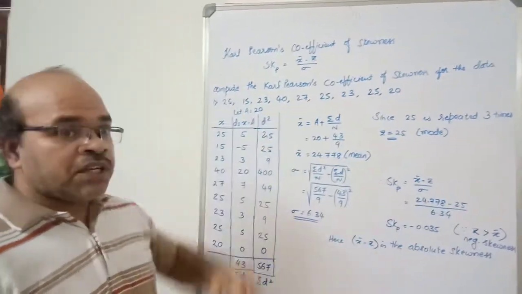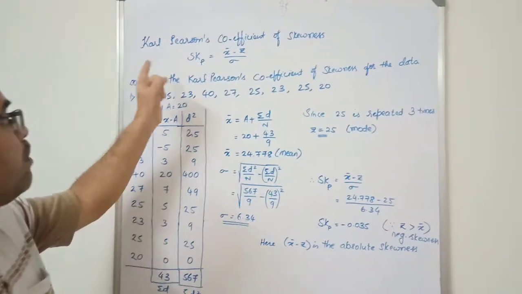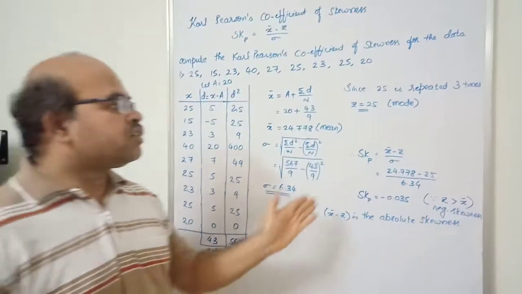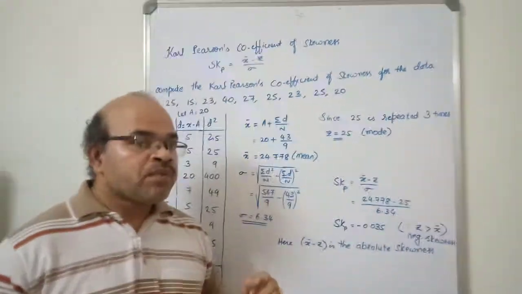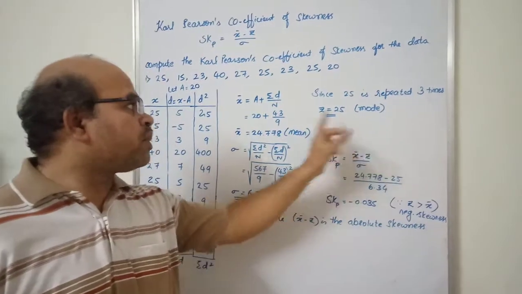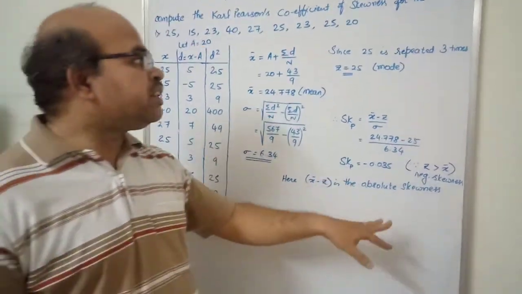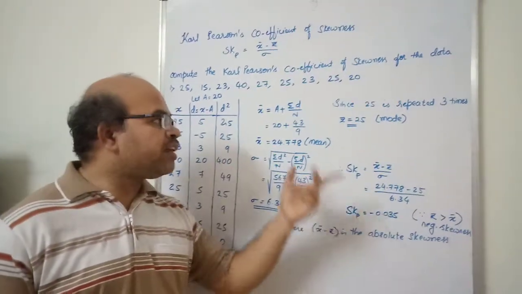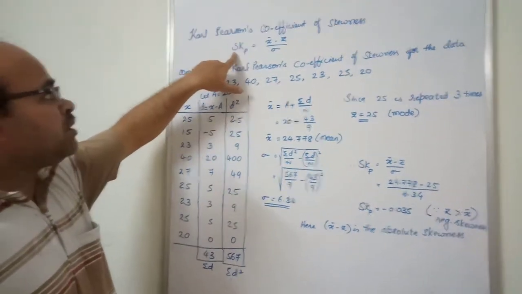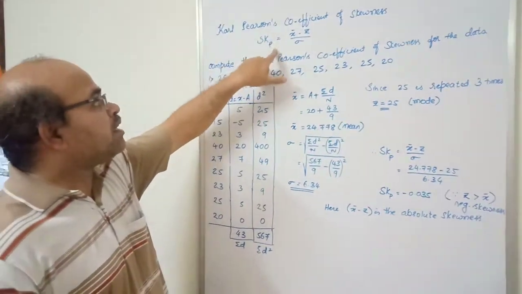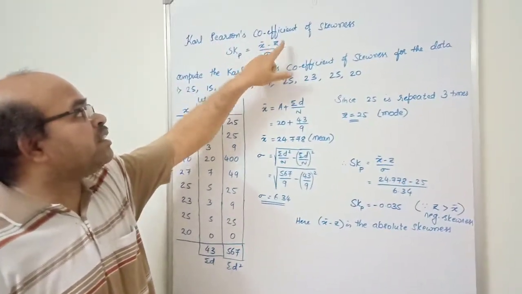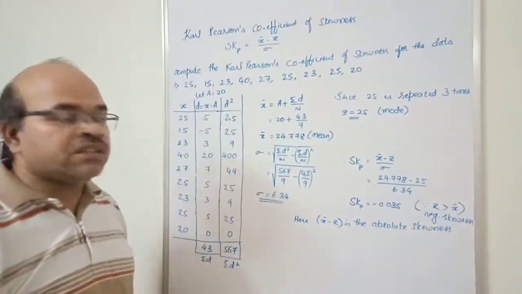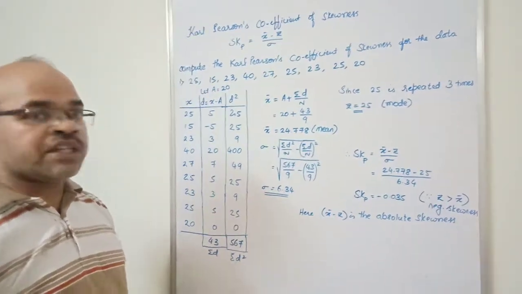We have one particular measure of it called Karl Pearson's coefficient of skewness, which will describe how the skewness will vary. The skewness will be negative if the mode is greater than the mean. It will be positive if the mode is lesser than the mean. That will depend on the absolute skewness that I am going to explain now. Karl Pearson's coefficient of skewness, SKP, is equal to x bar minus z by sigma, that is mean minus mode divided by standard deviation. That will give you Karl Pearson's coefficient of skewness.